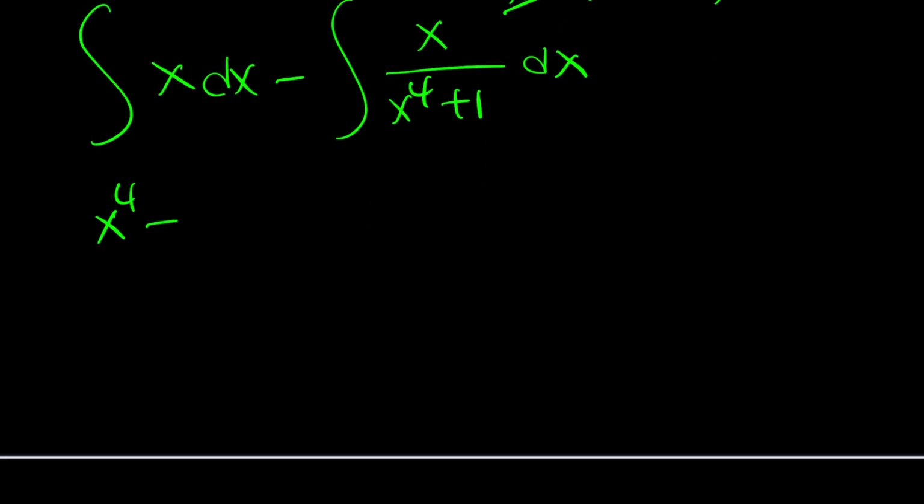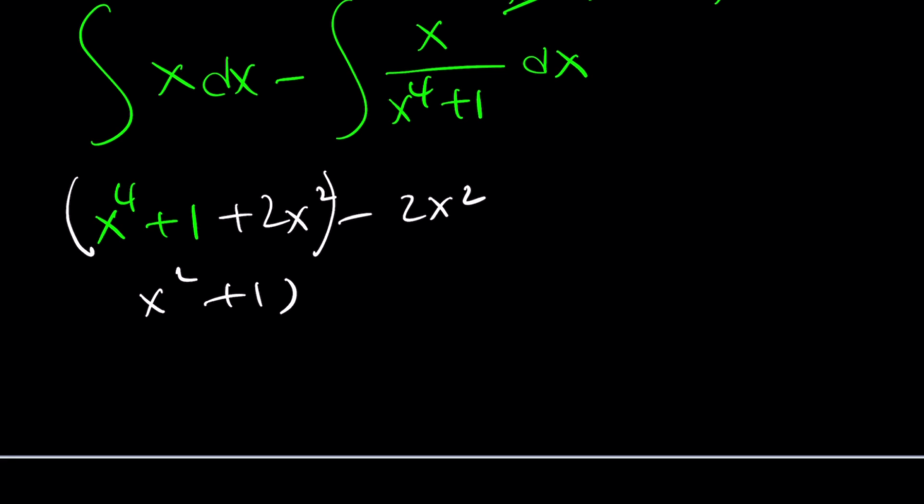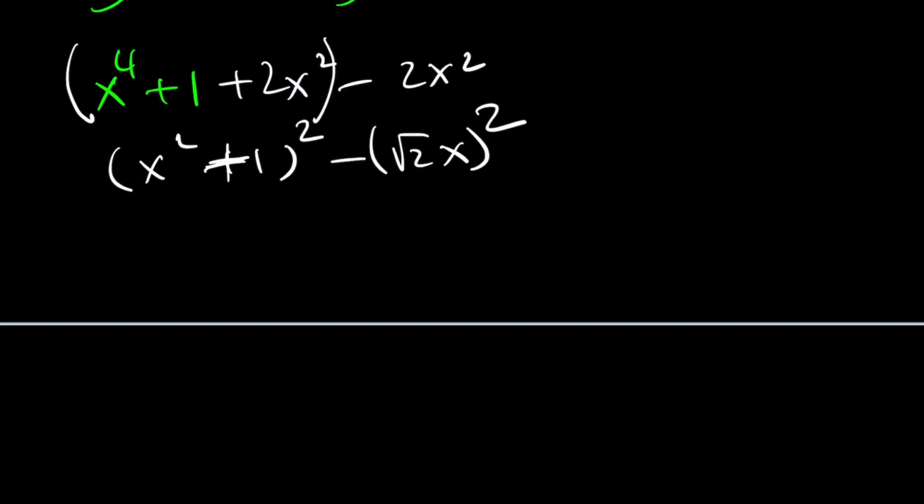So here's how you can factor x to the fourth plus 1 with a little trick that you should know. We're going to add 2x squared and subtract it, because this makes the first three terms a perfect square. It's just perfect that this becomes x squared plus 1 quantity squared, and this could be considered root 2x quantity squared. Awesome. Now what do we have? Difference of two squares. Isn't that awesome? Now you can go ahead and factor it.